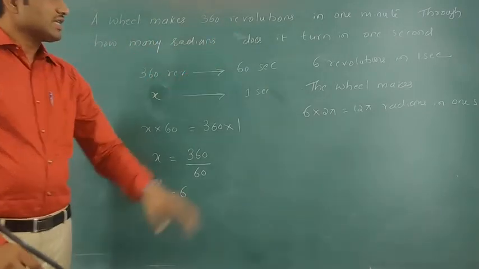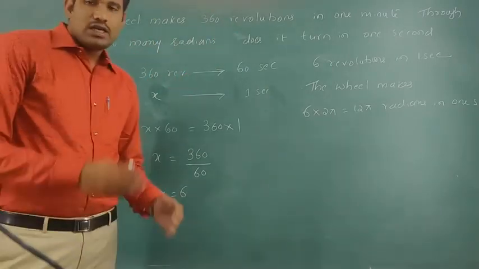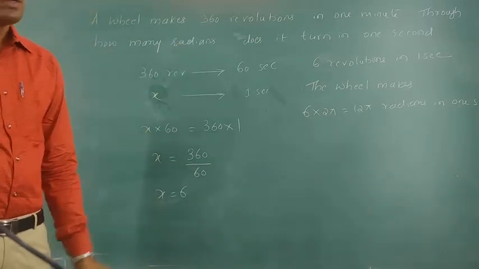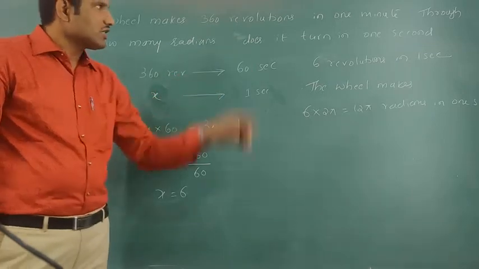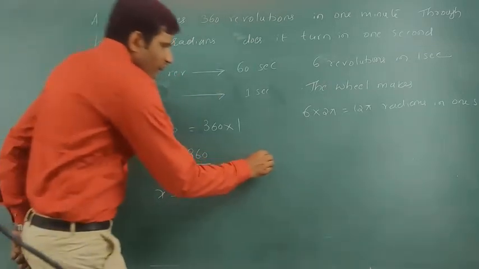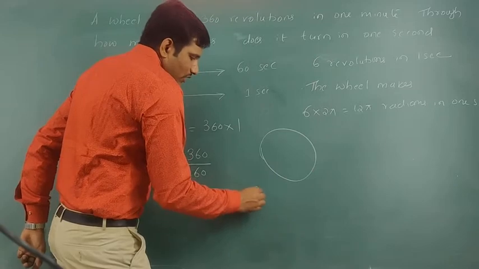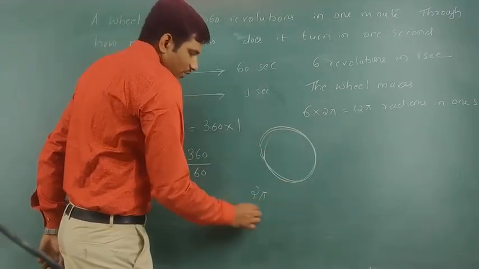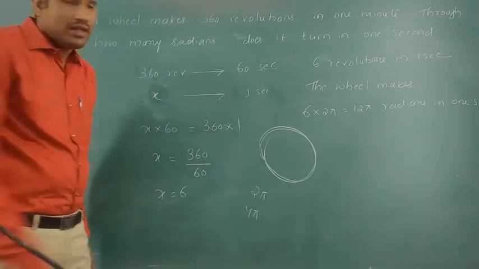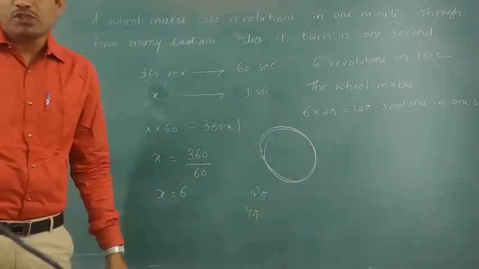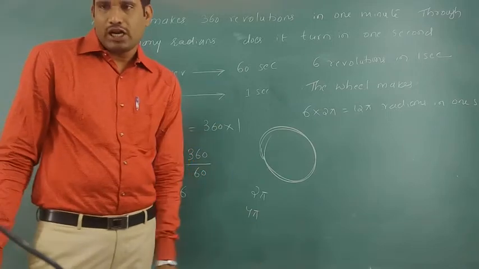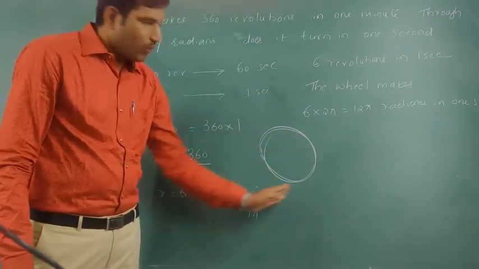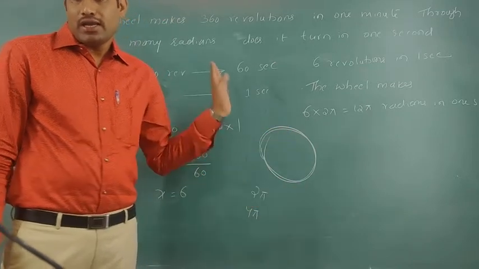A wheel makes 360 revolutions in 1 minute. So it rotates 360 times in 1 minute. What is the question? Through how many radians does it turn in 1 second? If the wheel completes one rotation, it travels 2 pi radians. If it completes 2 rotations, 4 pi radians. 3 rotations, that is 6 pi. 4 rotations, 8 pi. 5 rotations, 10 pi. So in 1 second, how many radians has it traveled?